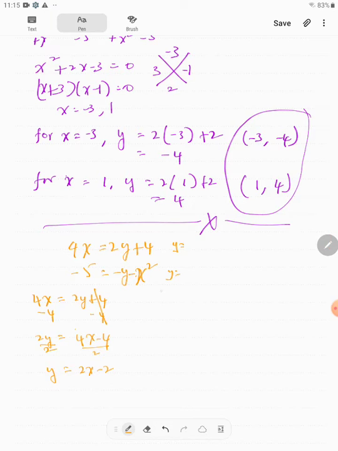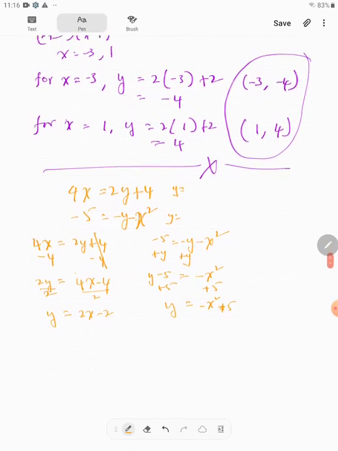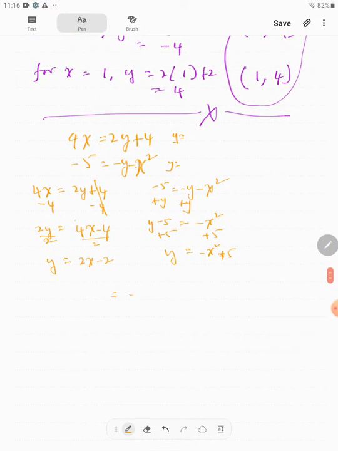And the other one is negative 5 equals negative y minus x squared. So if I add y, it's y minus 5 equals negative x squared, and add 5 to push it to the other side. Again the x squared is negative here, so when we have x squared as negative, we write it on the right side of the equation. Now add the x squared and subtract the 5. So you'll get x squared plus 2x minus 7 equals 0.